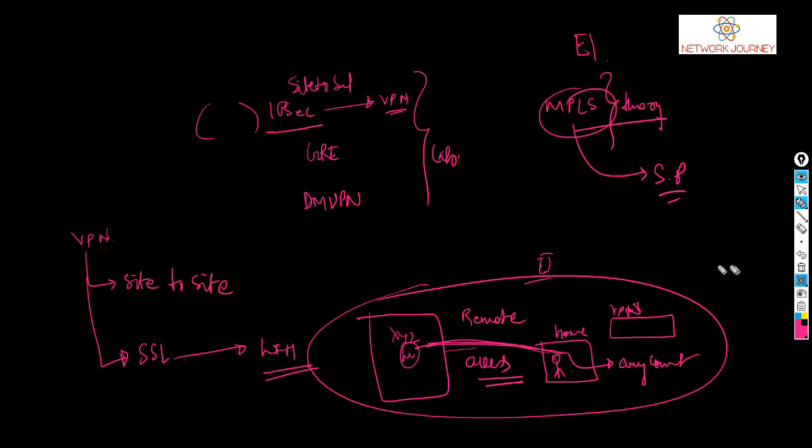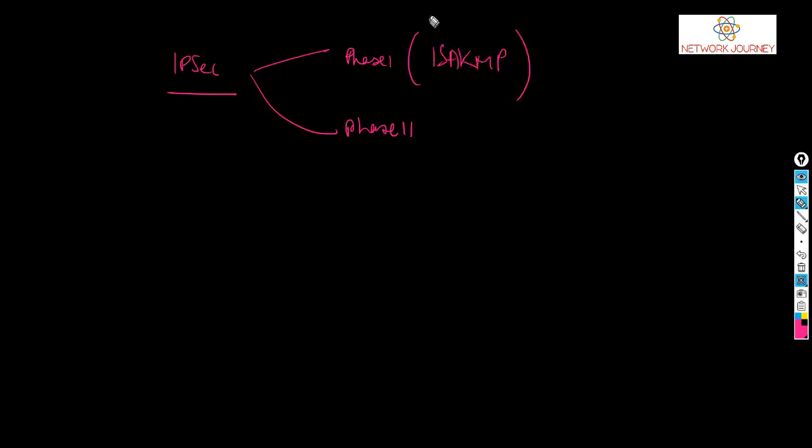Okay, fine. So under IPSec, what did we cover now? Under IPSec, we know that it consists of two phases, phase 1 and phase 2. Phase 1 is nothing but ISAKMP. We also call it IKE version 1. ISAKMP is an older name, and IKE version 1 is what you use nowadays. Whereas phase 2 is IPSec.